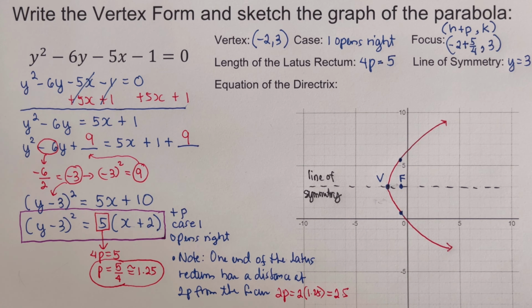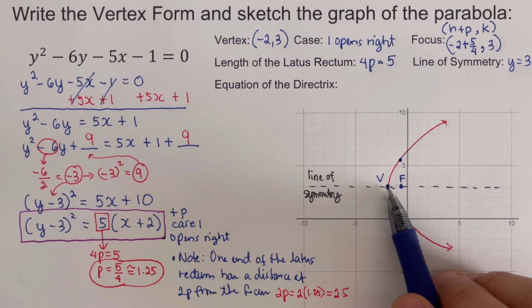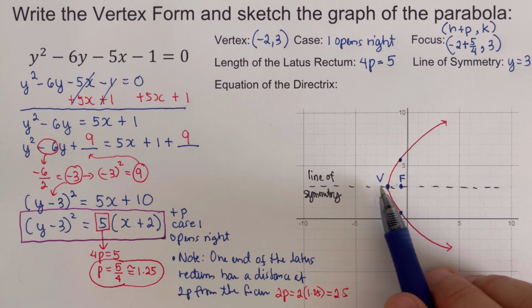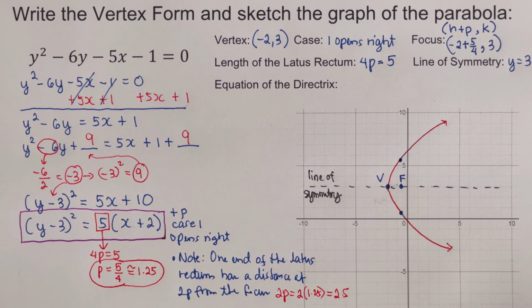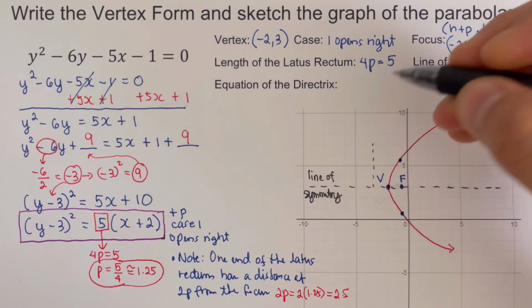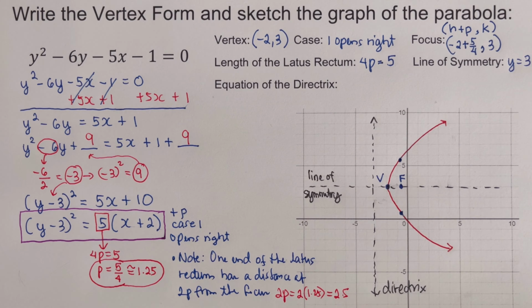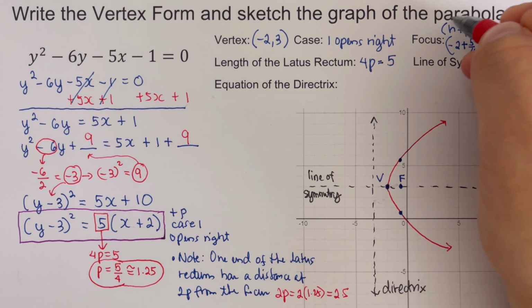Now we remember that the directrix is a line that is located across the focus from the vertex. The distance of the directrix is p from the vertex, opposite to the focus. So in this case, since our focus is located to the right of the vertex, our directrix is located to the left of the vertex with a distance of p. So I'm just going to go ahead and sketch that down here. So again, this is for the focus. That's the formula for the focus.